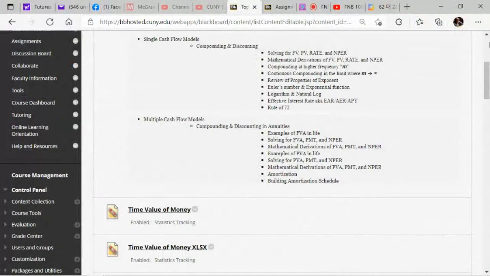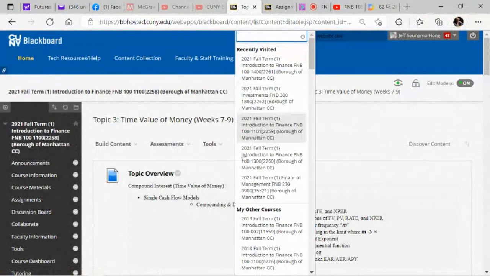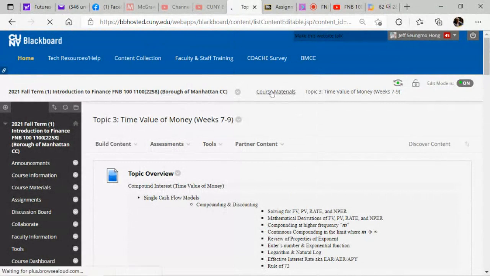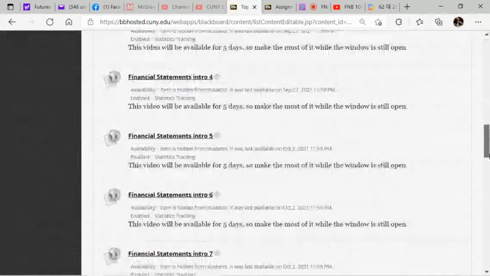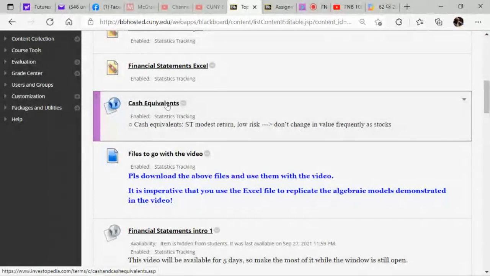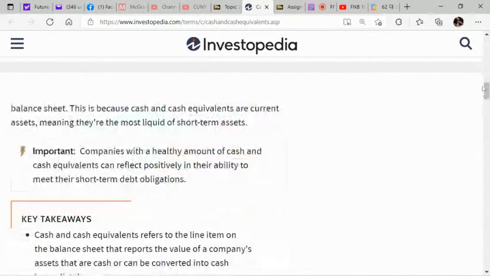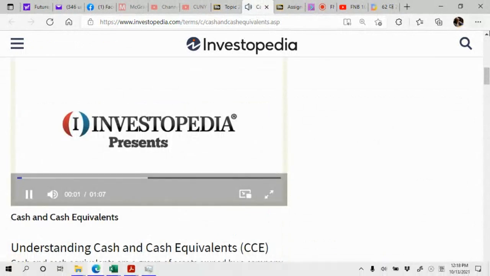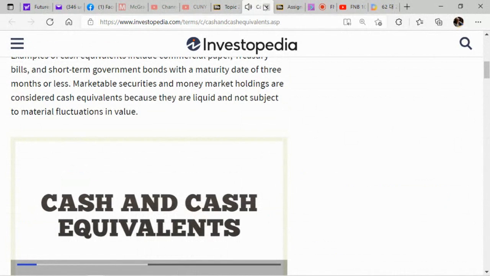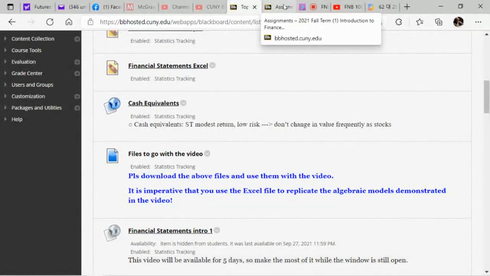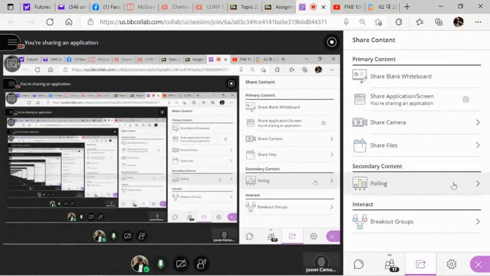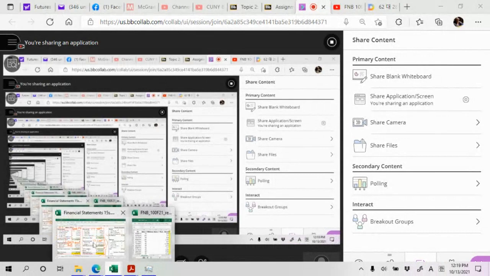In our Topic 2 folder you will find a link about cash equivalents. There's even a small video about cash and cash equivalents. I'm not going to play it now. You can check it out later, and you should have checked it out already, because Topic 2 is behind us.